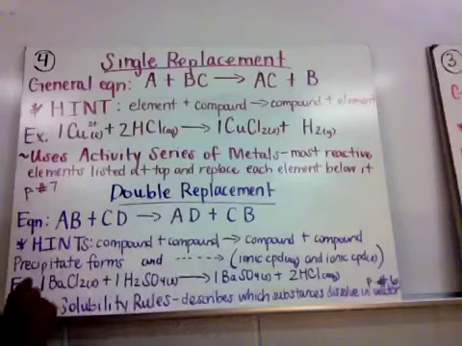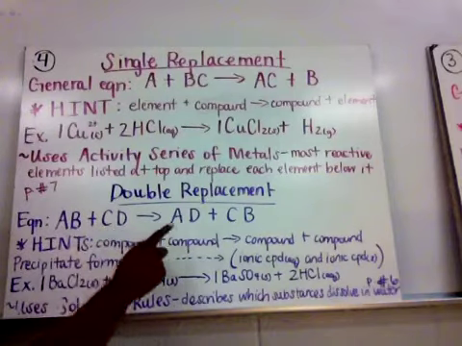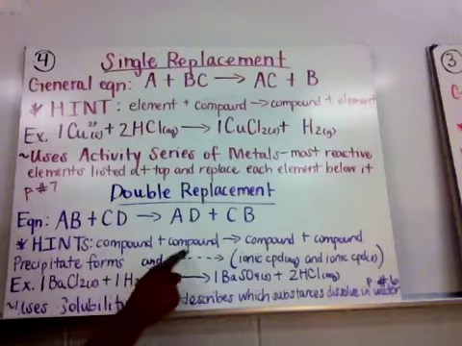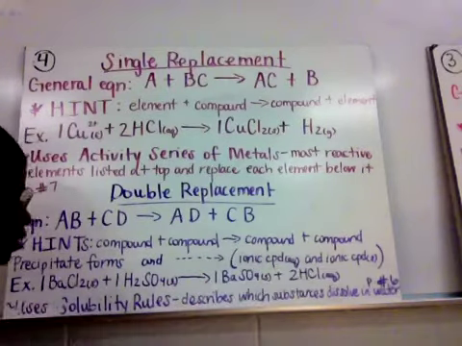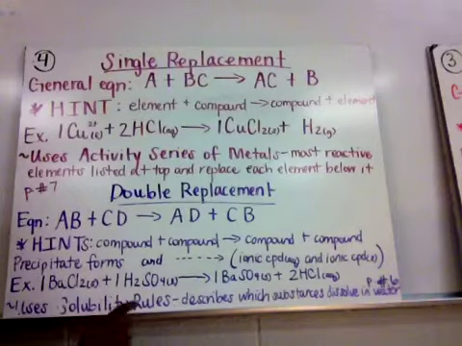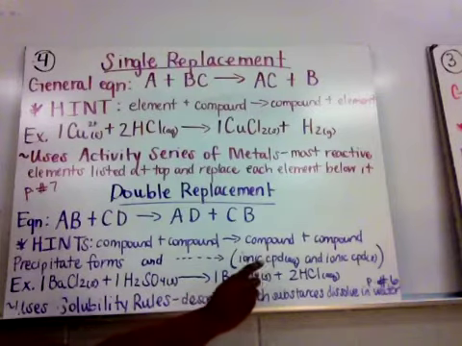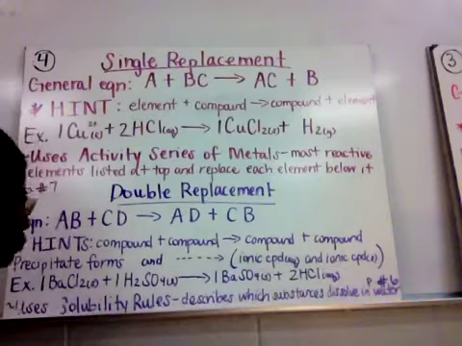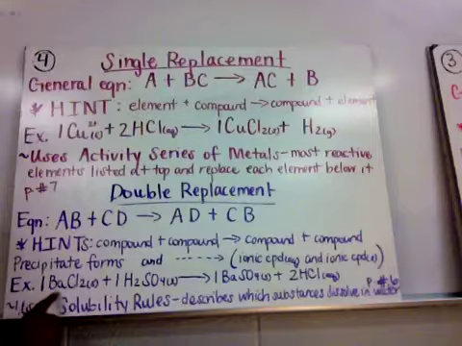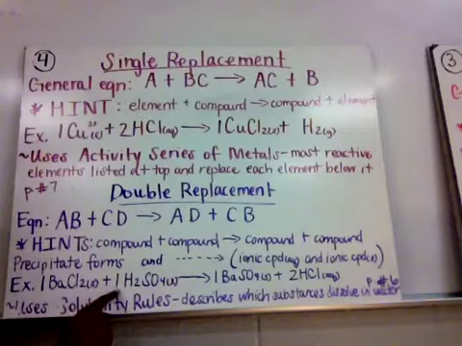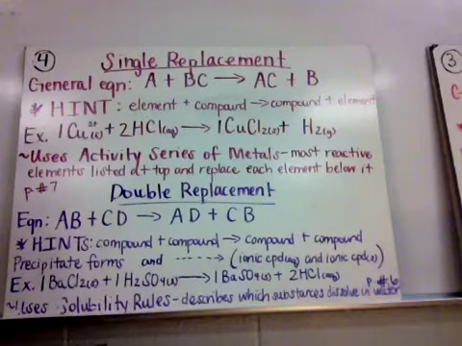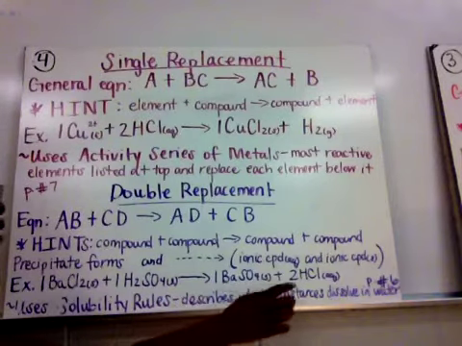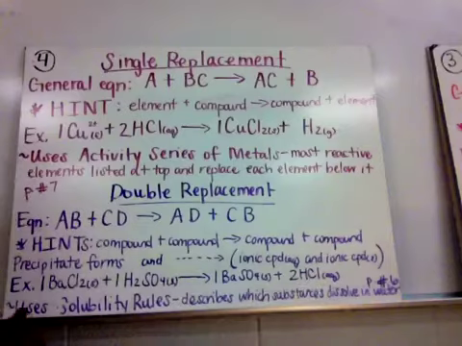Double replacement reaction, the equation here is AB plus CD yields AD plus CB. So the hints here, you're going to have a compound plus a compound yields a compound plus a compound. A precipitate will form, and on your product side, you're going to get 2 ionic compounds, but one is going to be aqueous and the other one is going to be a solid. The example here is 1 molecule of barium chloride plus 1 molecule of sulfuric acid, and this is going to yield 1 molecule of barium sulfate plus 2 molecules of hydrochloric acid.